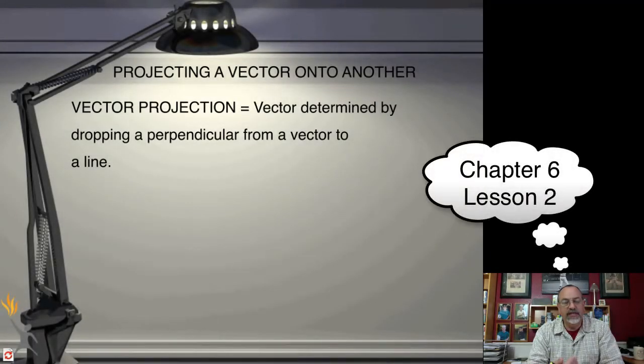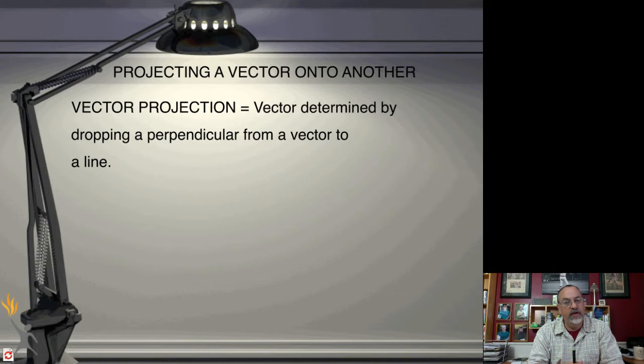Pre-Calculus Chapter 6, Lesson 1, and continuing to look at some applications now of the dot product. Another application that involves the dot product of a vector is what we call projecting a vector onto another vector. And a vector projection is simply the vector that's determined by dropping a perpendicular line from one vector onto another.